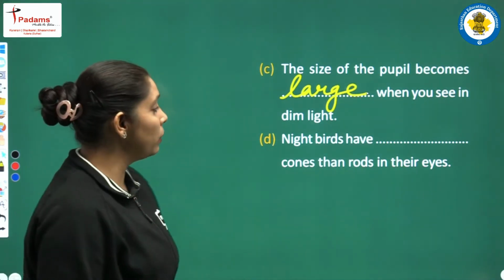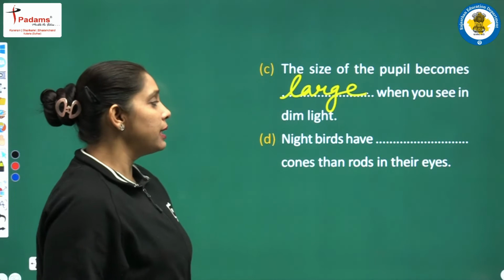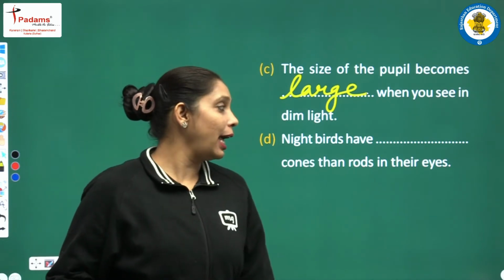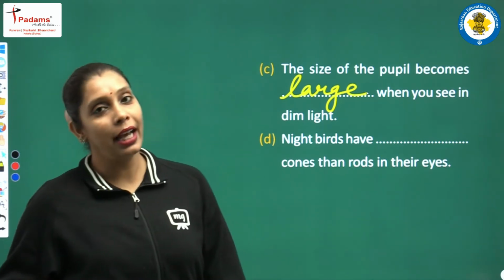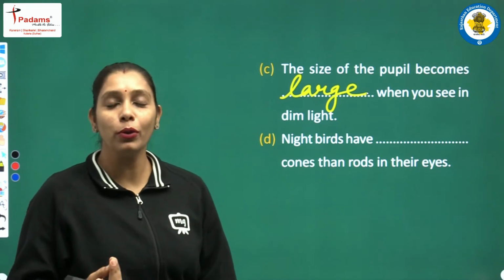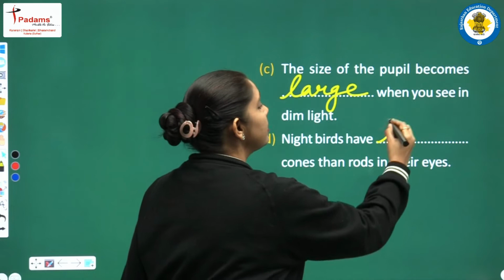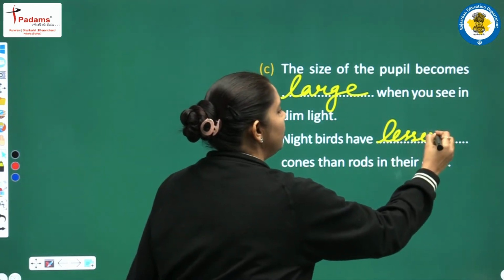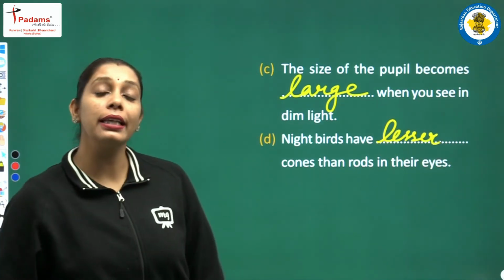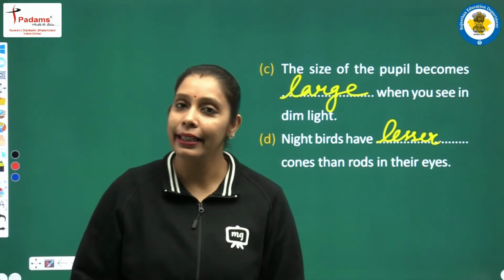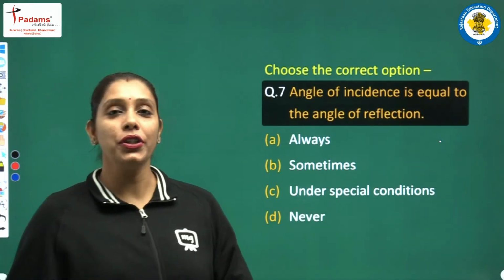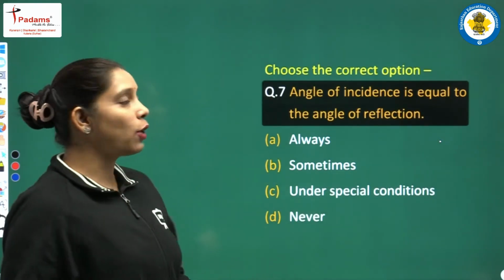Clear? Next one. Night birds have dash cones than rods in their eyes. Obvious सी बात है, क्या कम होंगे अगर नाइट बर्ड्स हैं तो? Clear? They have lesser cones than rods in their eyes. Clear? Move to the next question, and next question is choose the correct option.